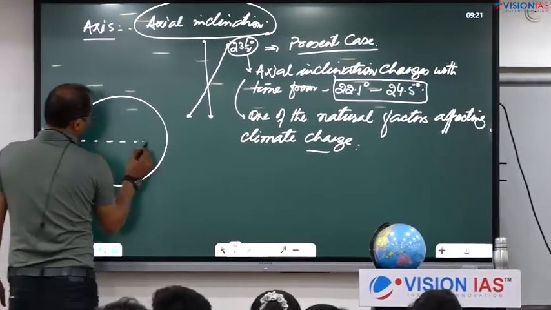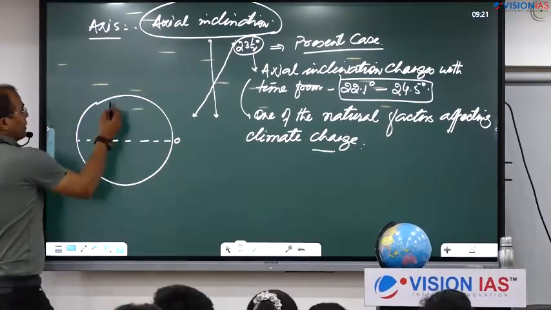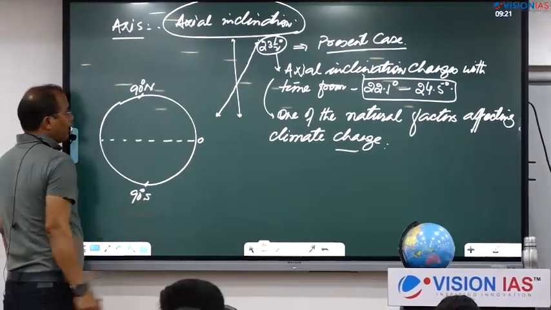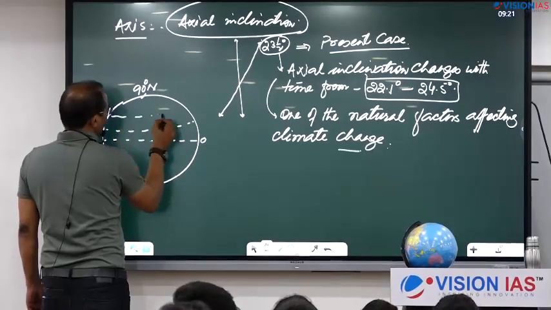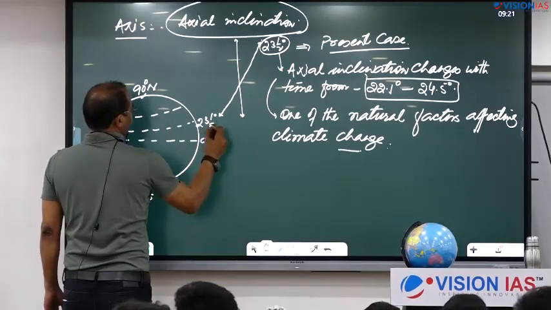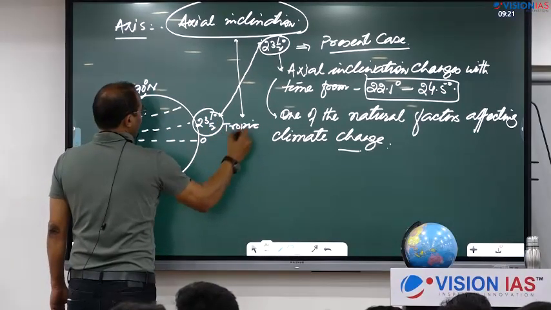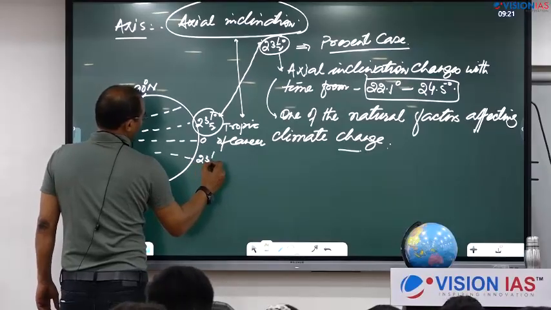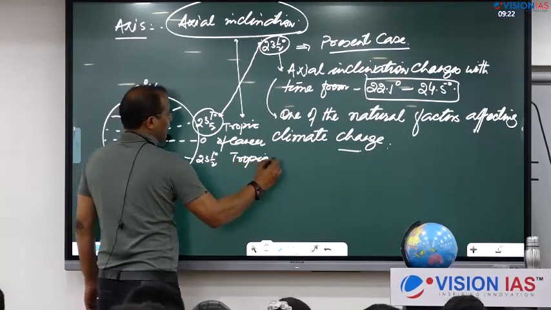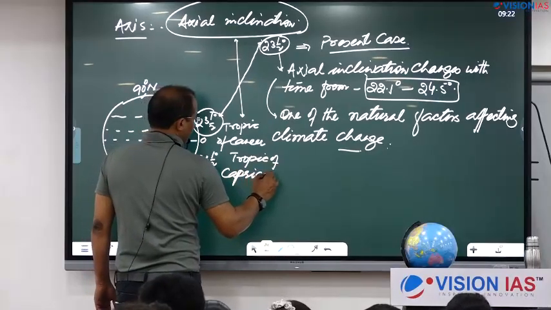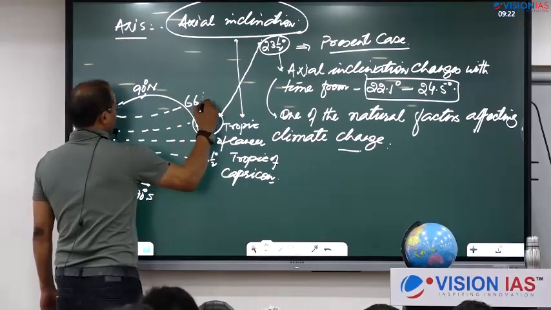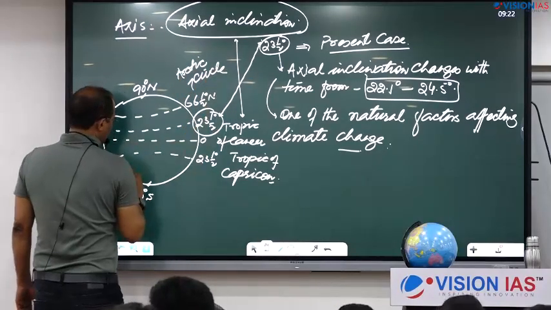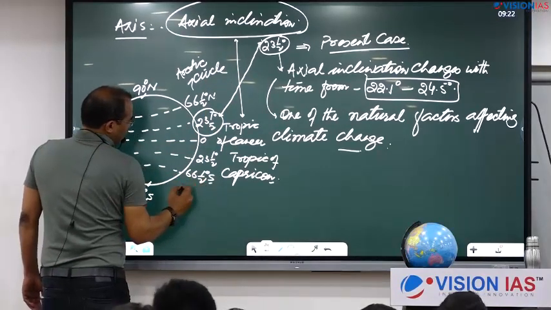Now coming to the important latitudes. We have 0 degree as the equator, 90 degree north is the North Pole, 90 degree south is the South Pole, and between them you have two major ones. 23.5 degree north is called the Tropic of Cancer and 23.5 degree south is called the Tropic of Capricorn. 66.5 degree north is called the Arctic Circle and 66.5 degree south is called the Antarctic Circle.